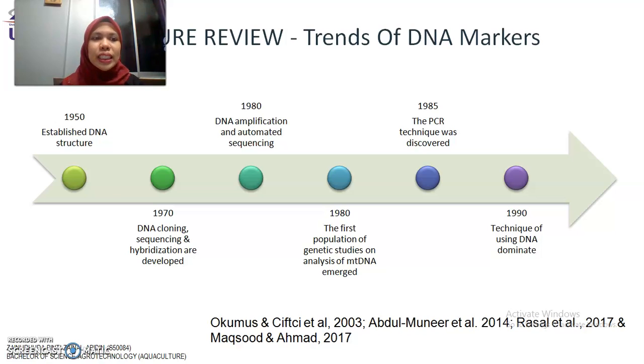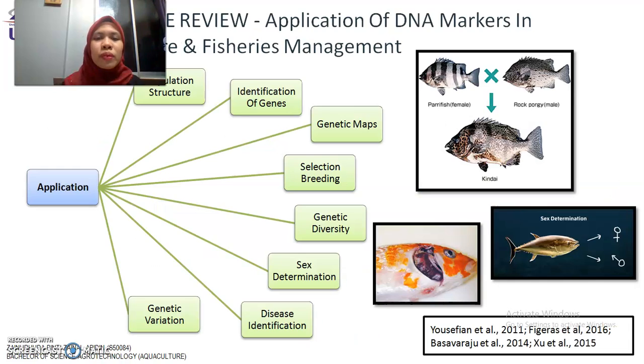For the history of the DNA marker, in 1950, the DNA structure was established. In 1970, DNA cloning, sequencing, and hybridization were developed. In 1980, DNA amplification and automated sequencing. And in 1980 also, the first population genetic study on unrestricted mtDNA emerged. In 1985, the PCR technique was discovered, and in 1990, the techniques using DNA became dominant. The applications of the DNA marker in aquaculture and fisheries management include population structure, identification of genes, genetic map, selective breeding, genetic diversity, sex determination, disease identification, and genetic variation.